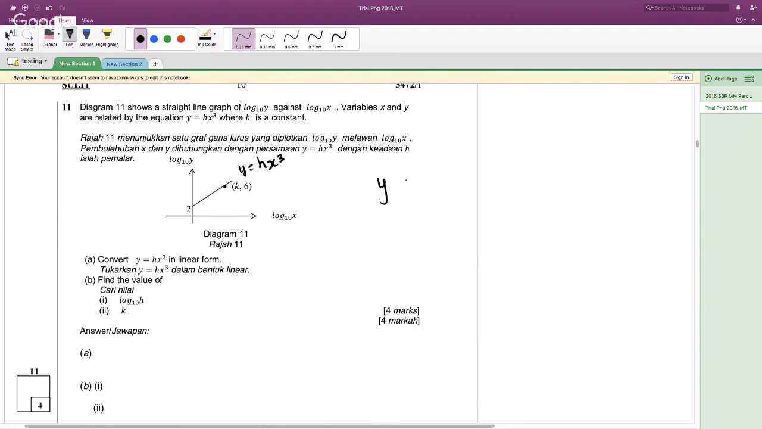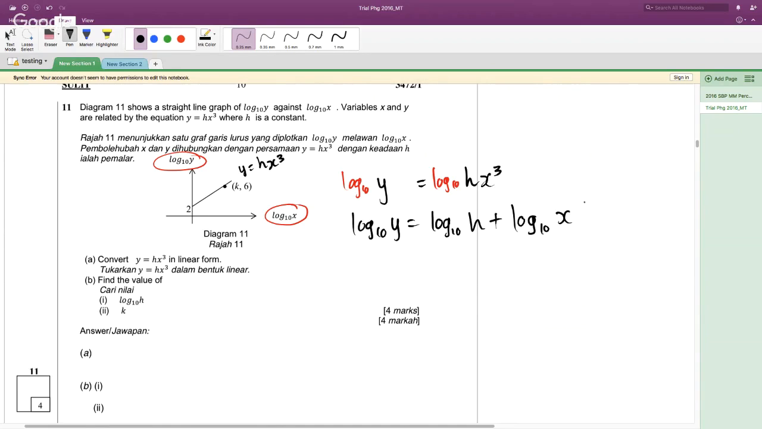In order to convert this into the linear form, my y must be log 10 y, and my x must be log 10 x. So what I will do over here is add log 10 to both sides. Then this one should be log 10 y, and then this is multiplication, isn't it? Multiplication tells us that we can split them by using a plus. This is power of 3. Power of 3 in log, we can bring it to the front. Then we get something like this.